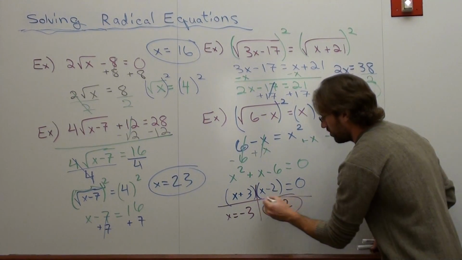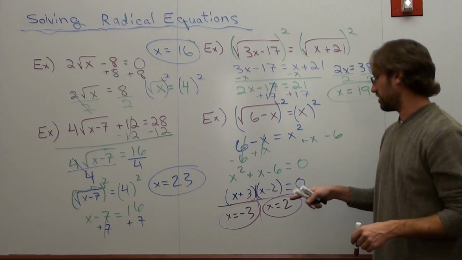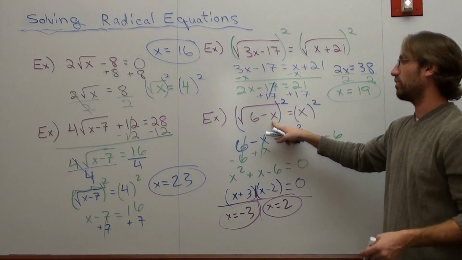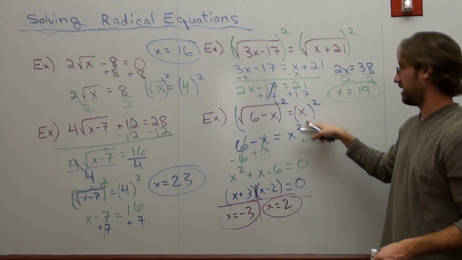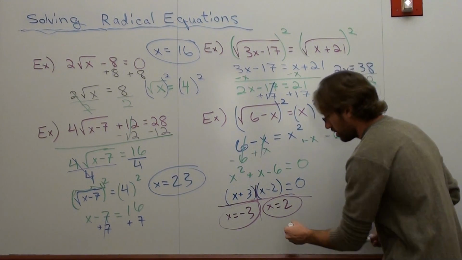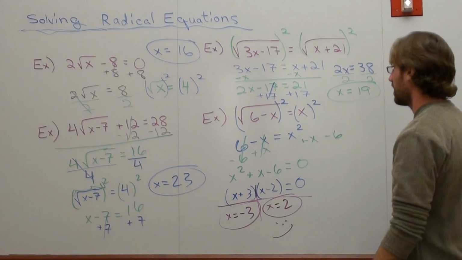One of these answers will work, and one of them will not. And I'm going to substitute in 2 first. 6 subtract 2 is 4. Square root of 4 is 2. Substitute that in, that's 2. This one works. It's a smiley face if you can't see it.